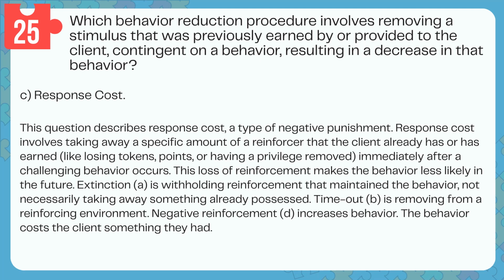Extinction, A, is withholding reinforcement that maintained the behavior, not necessarily taking away something already possessed. Timeout, B, is removing from a reinforcing environment. Negative reinforcement, D, increases behavior. The behavior costs the client something they had.